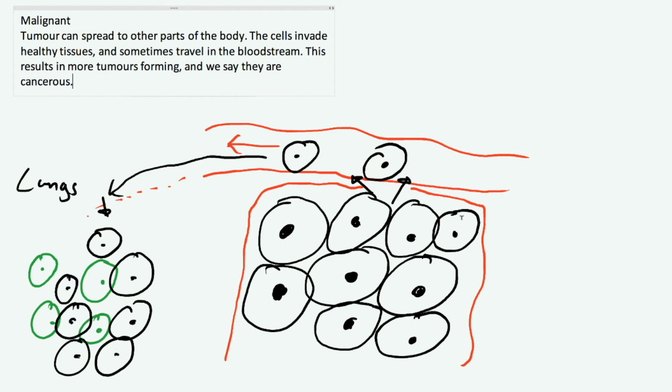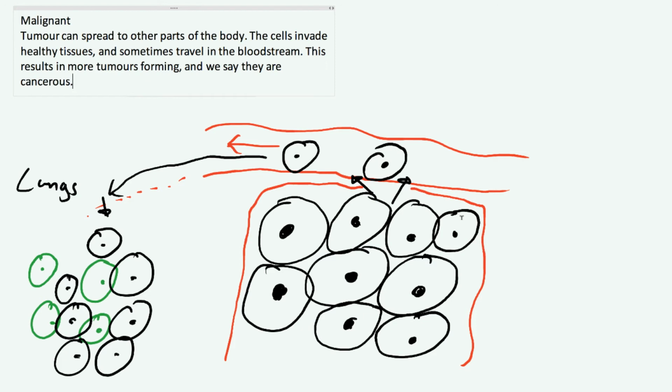Now, first of all, bear in mind a benign tumour can still be dangerous. I said that most of the time they're not, but they still can be. For example, let's say you had a benign tumour in your brain, and it started taking up the room which some of your brain cells need. That's going to start putting pressure on your brain, and so that can be a very nasty thing indeed. A brain tumour, even if benign, can cause massive problems.